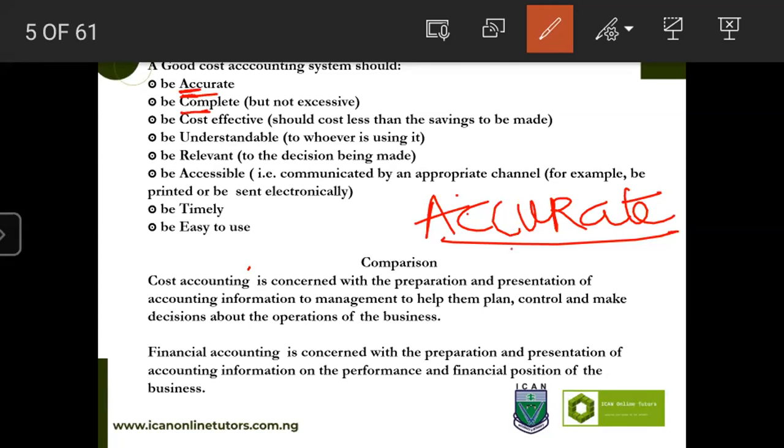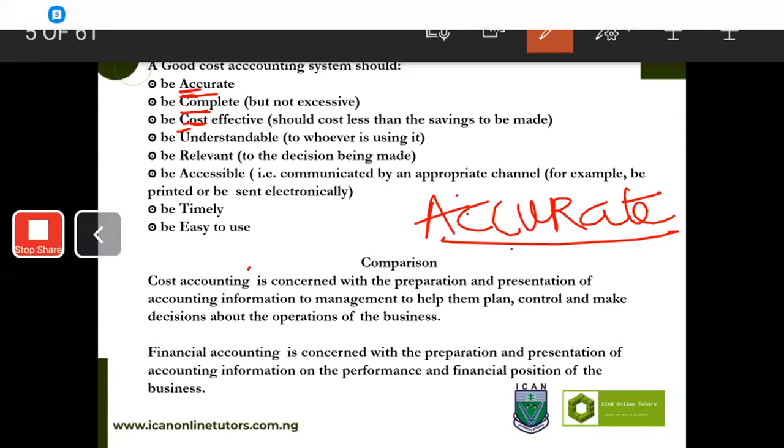The second C is cost effective. Every good information or a good cost system must be cost effective. And what do we call cost effective? When you spend less, you should be able to make savings. If we are giving you an allowance from home of 10,000 naira every month, does that mean that you should spend the whole 10,000 naira? You should be able to make some savings, and you should be able to even multiply that 10,000 naira in a legal way.